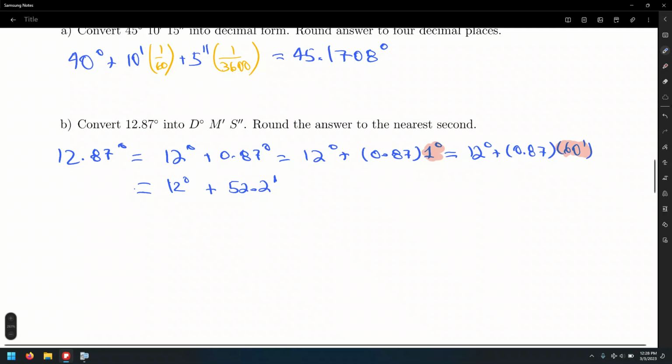And we're essentially done converting those decimal degrees into minutes. However, we need to repeat this process, because these minutes have a decimal. Whenever we have minutes with remaining decimals, we need to repeat the process. And what I'm going to do is break up this decimal number in the same way we did initially. So that's going to be 12 degrees plus 52 minutes plus 0.2 minutes.